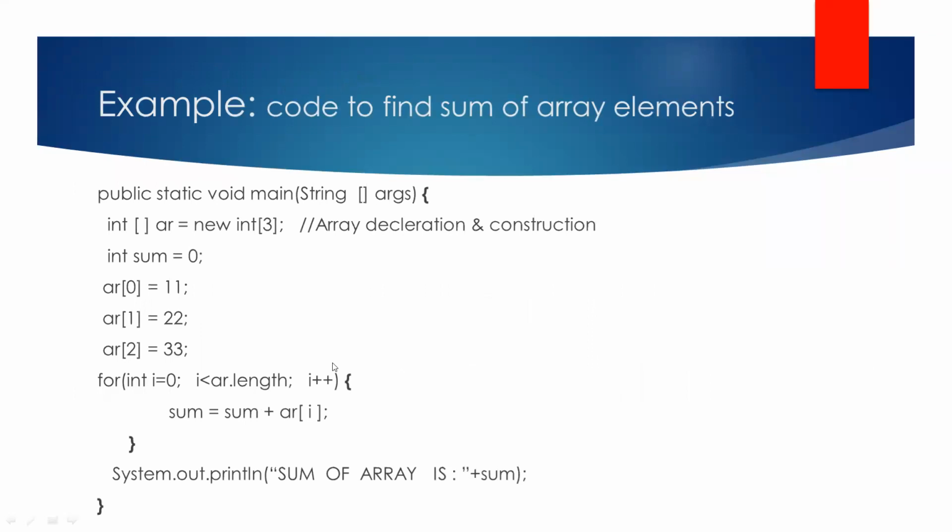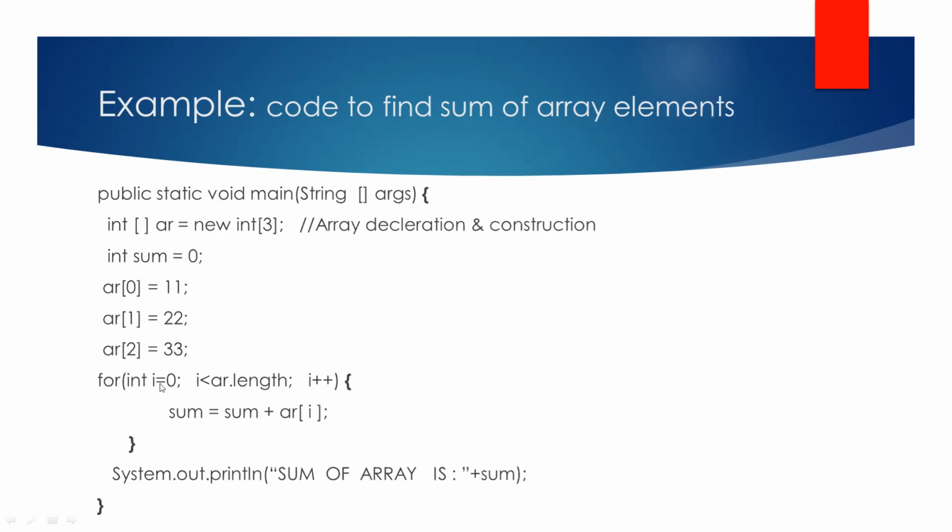One example is here, how to find the sum of the array. We have created int AR is equal to new int, so it will create three indexes, that is 0, 1 and 2. Every index will have the default value, that is 0. So first we'll initialize every index with some other value. We can assign and update the value by accessing the indexes. So AR0, we are updating the value with 11, AR1 with 22, AR2 is equal to 33, and the initial value of sum is equal to 0.